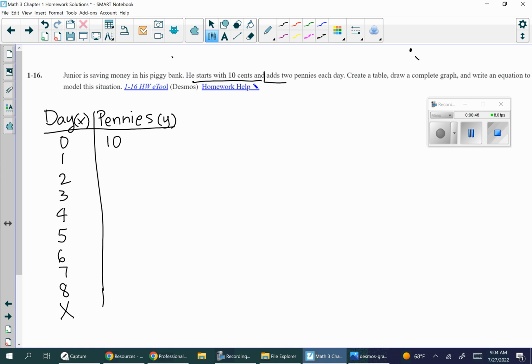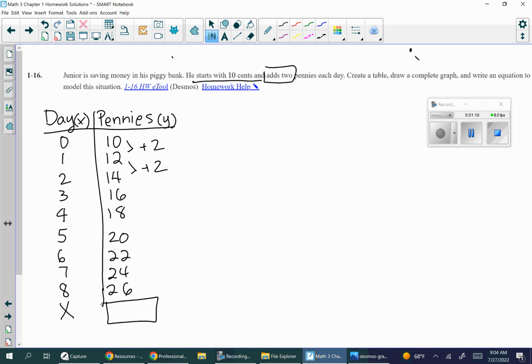And then every day he's going to add 2 pennies. So on day 1, he adds 2 pennies and he has 12 pennies. And on day 2, he adds another 2 pennies. So he now has 14 pennies. He's adding 2 pennies and so on and so forth. So we can just add 2 with each day that goes by. 20, 22, 24, 26, and then X, that's going to be the general equation.